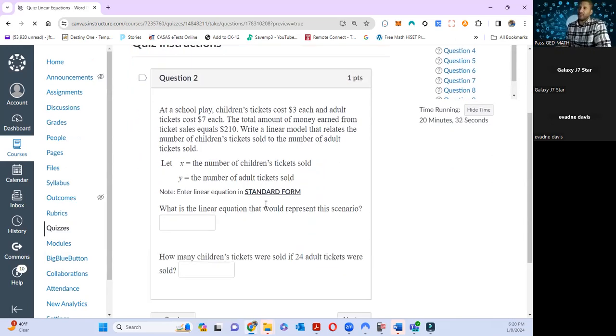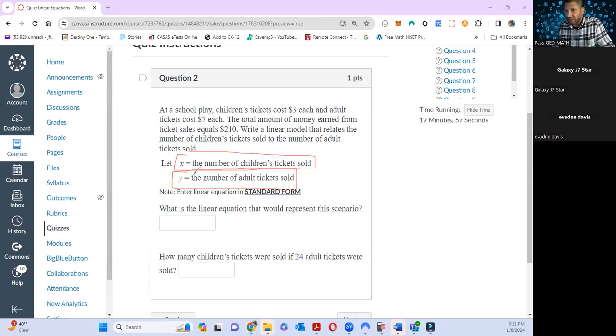At a school play, children's tickets cost $3 each, and adult tickets cost $7 each. The total amount of money earned from ticket sales equals $210. Write a linear model that relates the number of children's tickets sold to the number of adult tickets sold. Let X equal the number of children's tickets sold and let Y equal the number of adult tickets sold.